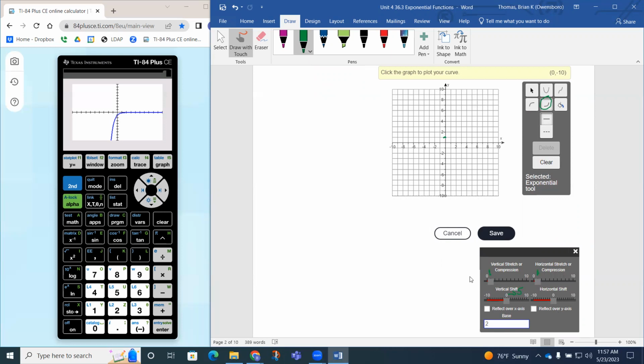And again, the base was a 2. When I do that, this graph should move up, instead of (0, 1), it should now move up 5 from there. 1, 2, 3, 4. So it should now be (0, 6).